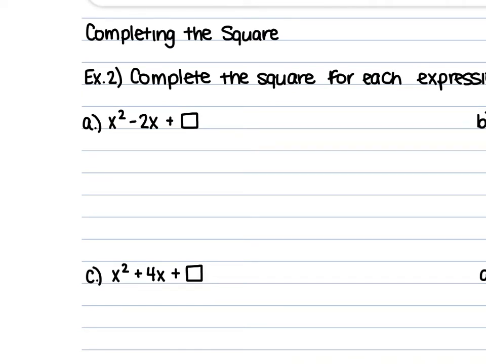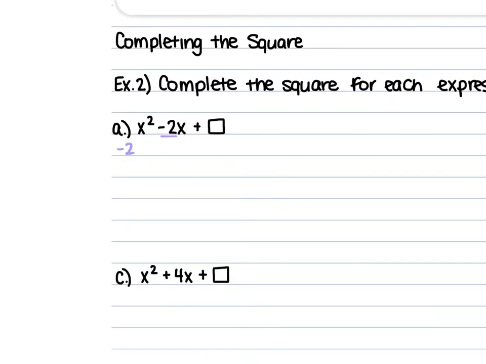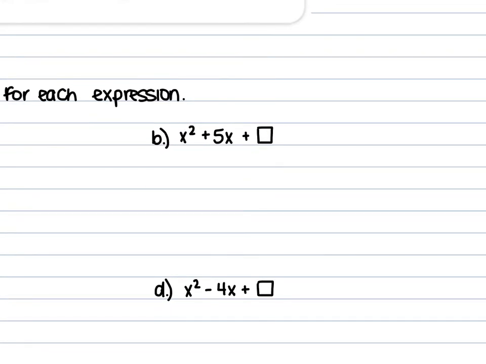Okay, so when we do this, our b is negative 2. We're going to take negative 2, divide it by 2, and then square it. Negative 2 divided by 2 is negative 1, and negative 1 squared is 1. So that would just go into that box there. So 1 is our c term for this one. For b, we have x squared plus 5x plus something. So that b term is 5. We're going to put it over 2, and then we're going to square it. 5 over 2 cannot simplify, so it's just 25 over 4.